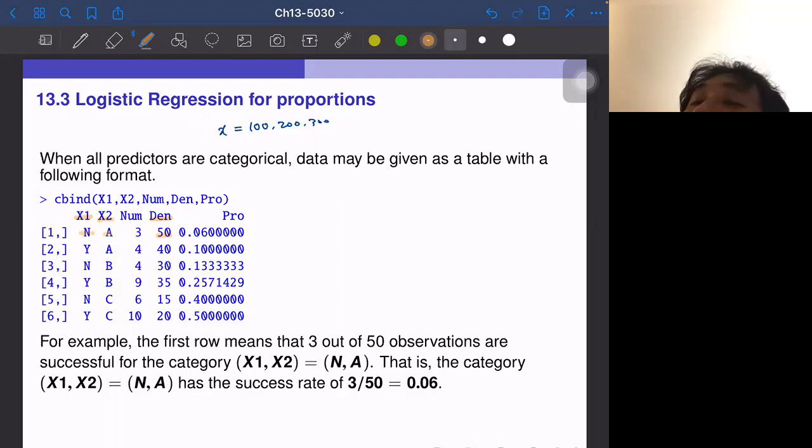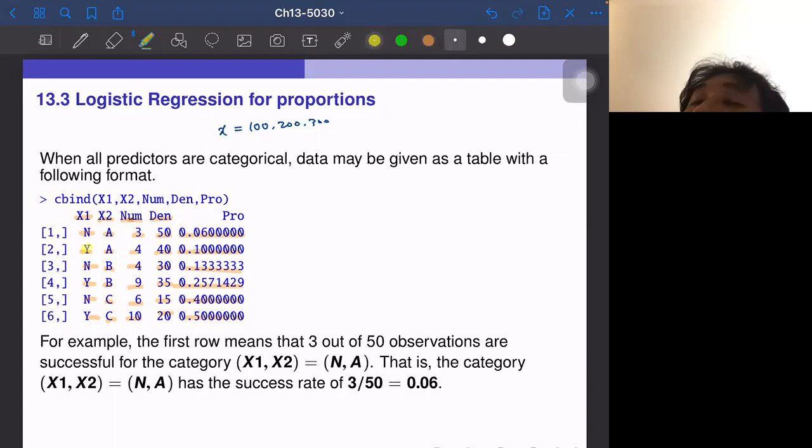Then the number of successes is here. So if x1 is n and x2 is a, then 3 out of 50 succeeded. So that proportion is 0.06. Then other cases are similar. So we have all 6 pairs, and we have different numbers of observations, different numbers of successes, and then the sample proportion.